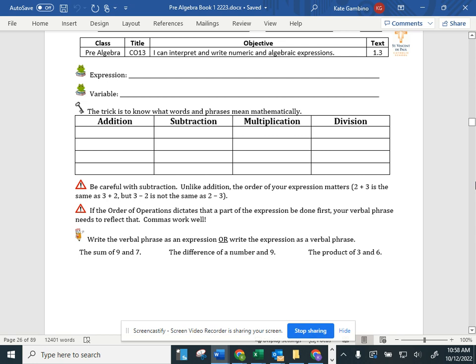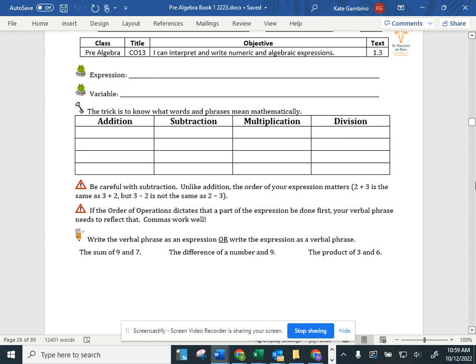Good morning. Today we are starting Unit 3. So we're going to start with CO13. I can interpret and write numeric and algebraic expressions. So we're getting into the more meaty algebra now. So we're doing those algebraic expressions.